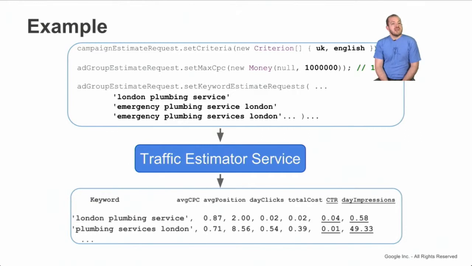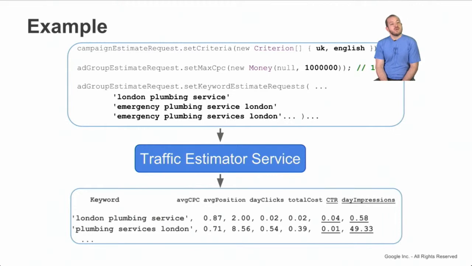Just to look at an example of what this might look like, here's a request that you can structure for the Traffic Estimator service using the keywords that you got in the previous example. So you start off by creating a campaign estimate request and setting the language to English and the location to the UK. You can then create an ad group inside of that and set its max CPC. And then finally, you can take the keyword ideas that you got from the previous example and add them to the ad group request as keyword estimates inside the ad group.